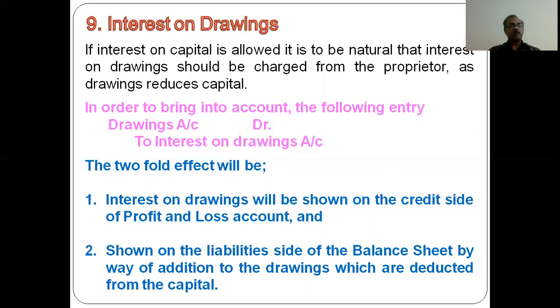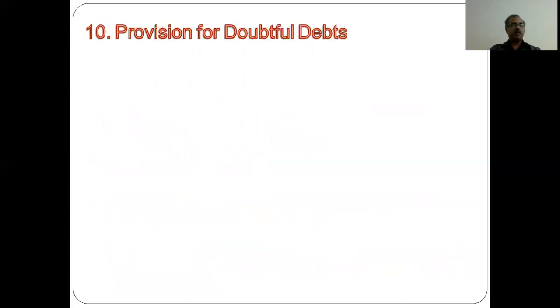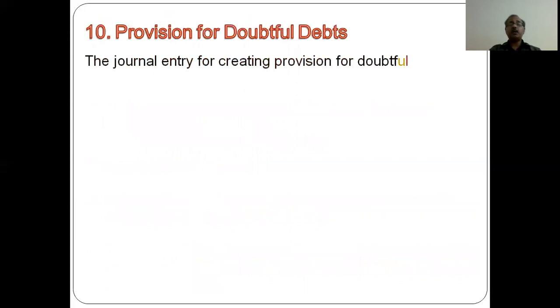So these are the twofold effect. The first effect is that interest on drawings will be treated as an income, so that is why it will be showing on the credit side of the P&L account. The second effect is that interest on drawings will be showing on the liability side of the balance sheet by way of deduction from capital. The next one is provision for doubtful debts.